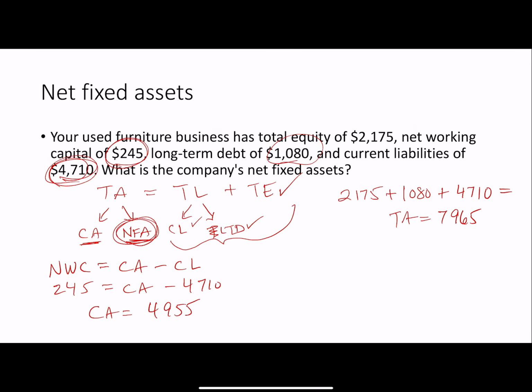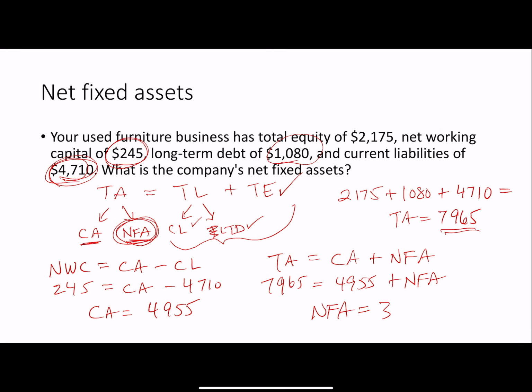All right, now we have the information we need to calculate net fixed assets. Okay, so total assets is equal to current assets plus net fixed assets. And so total assets is this number here, so 7,965, equals current assets, 4,955, plus net fixed assets. So if we do the math, net fixed assets is equal to 3,010.